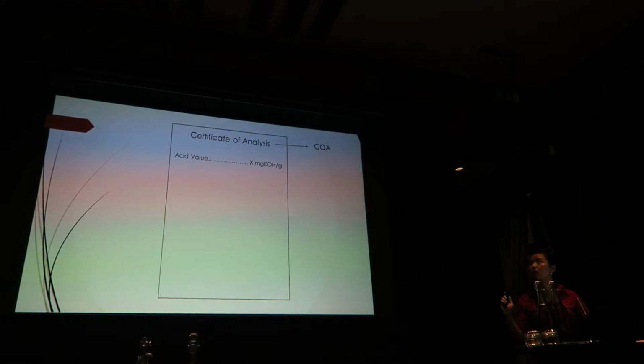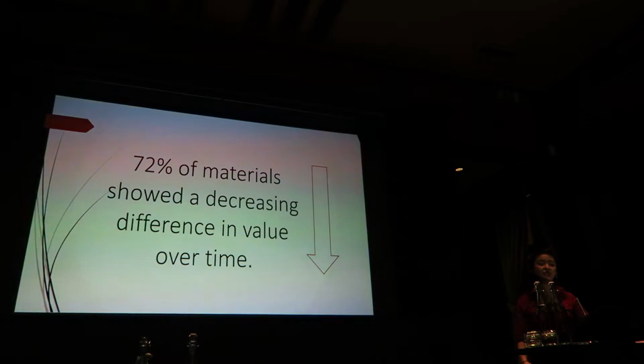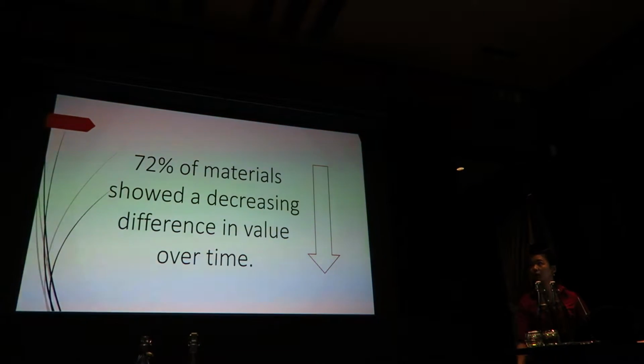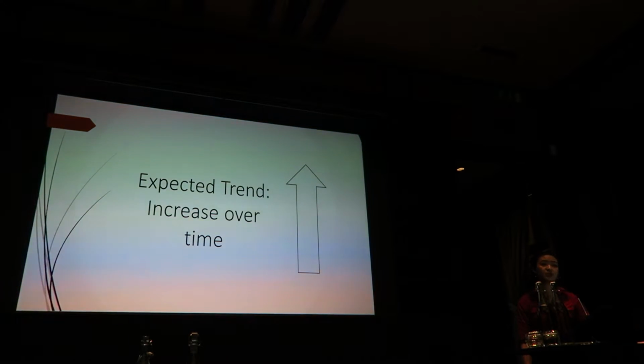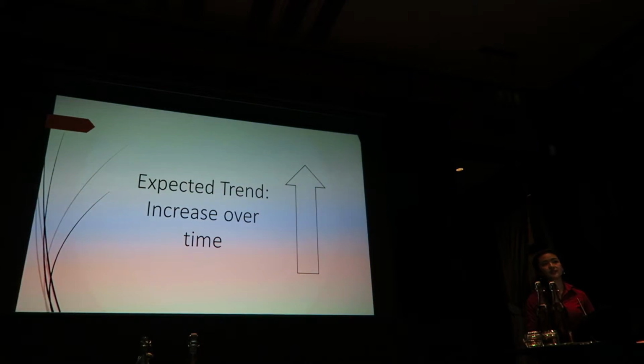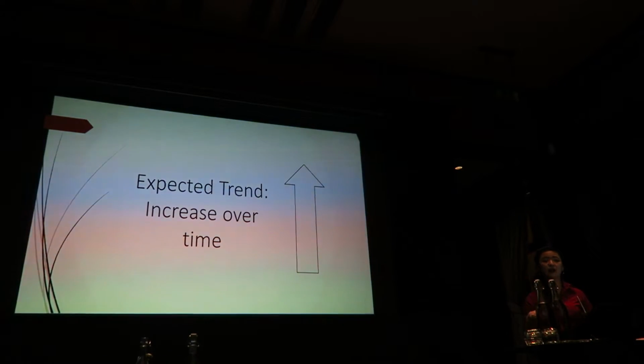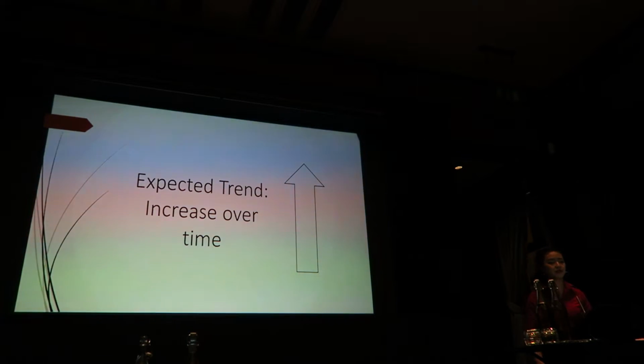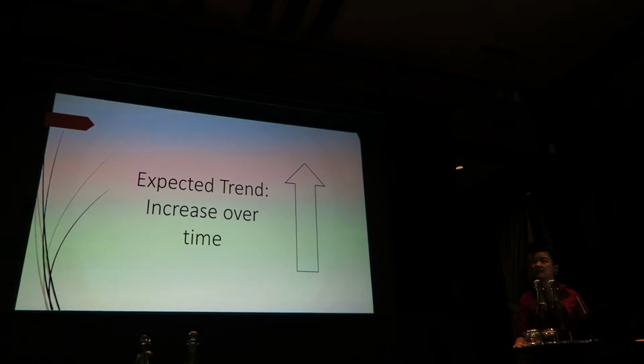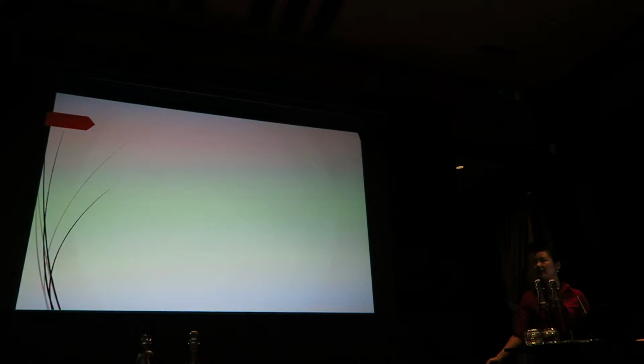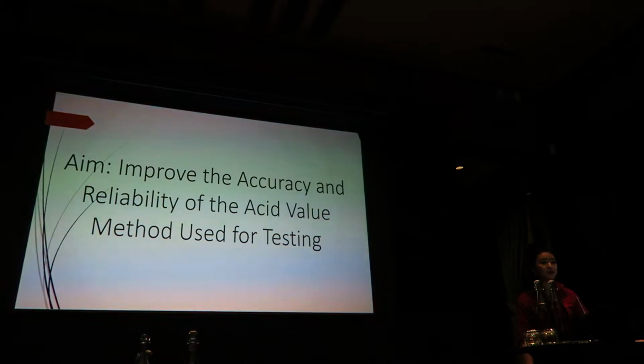And what we found was 72% were showing a decreasing difference in value over time, which is going against the normal trend, which is meant to increase. So for example, the COA was showing 1 and our machine was detecting something like 0.75. So obviously we need to change something. So I created the aim to improve the accuracy and the reliability of this method and test.